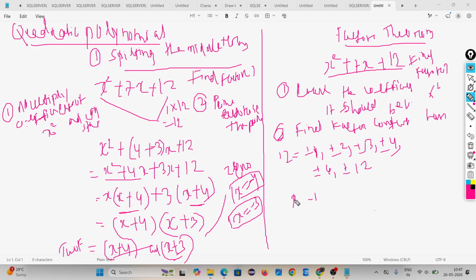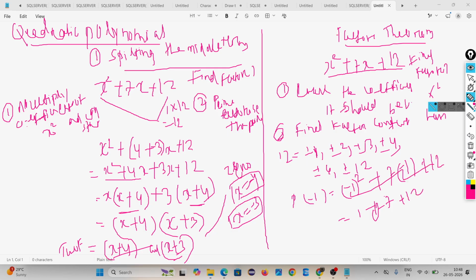That means p of minus 1 equals minus 1 square plus 7 into minus 1 plus 12, which is 1 minus 7 plus 12. No, I am not getting 0.